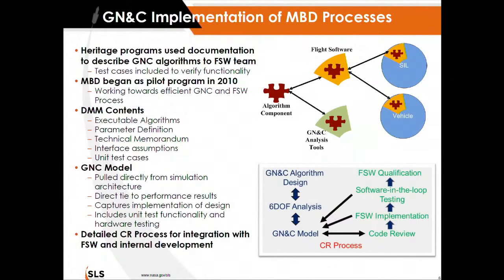This whole process goes back through flight software implementation, software in the loop, and flight software qual. And there's always this feedback to our model where we can accept changes and make improvements, correct for any hardware issues that we see, and revalidate our performance results from a 6-DOF perspective.